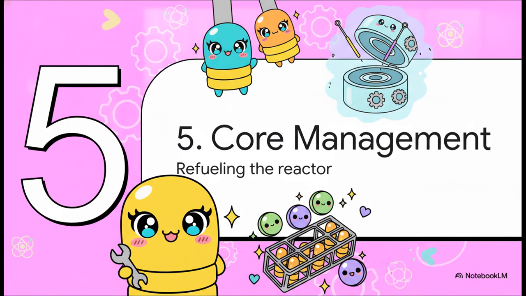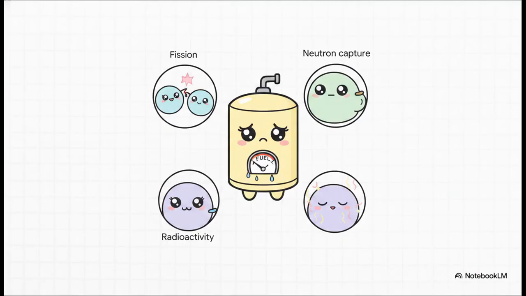Section 5. Core Management and Refueling. Refueling the reactor. Over time, the number of usable fuel nuclides in the core naturally decreases. This depletion happens primarily due to the active fissions that generate our power, of course. But it also happens because of non-fission neutron capture, which is where an atom absorbs a neutron but doesn't actually split, as well as just natural radioactivity. Together, these processes slowly but surely drain our nuclear gas tank.